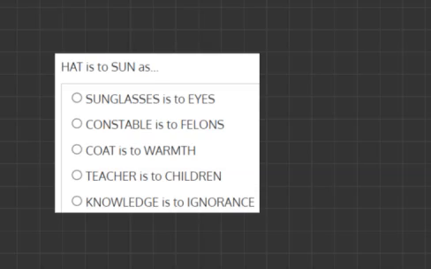How is the sun as blank? So we have to look at this analogy and find a relationship between the two words. Once we do, we can see which of our answer options share this relationship.